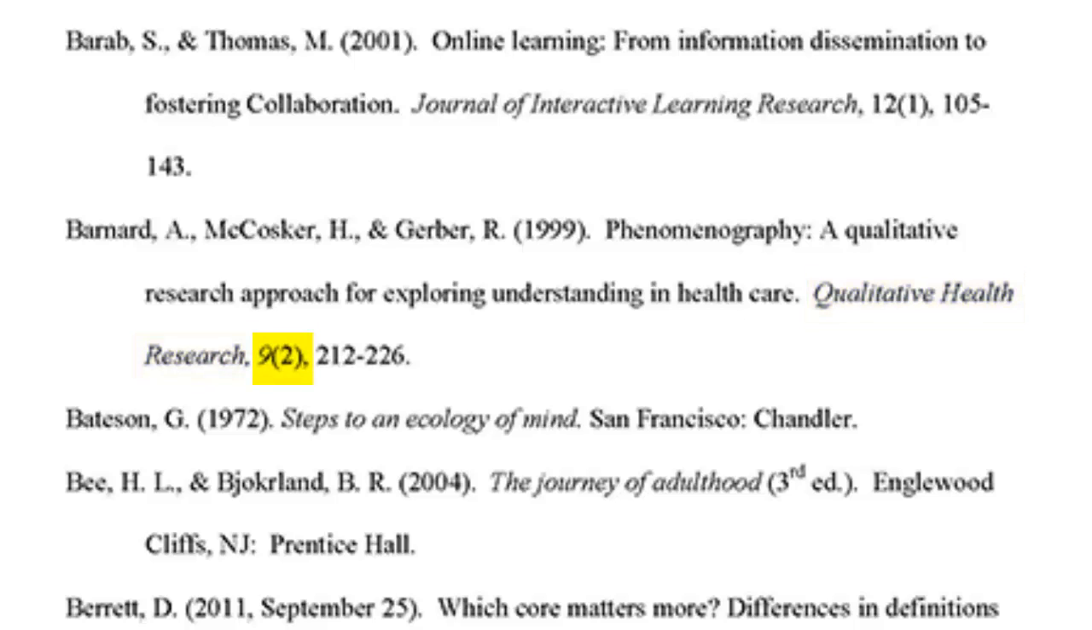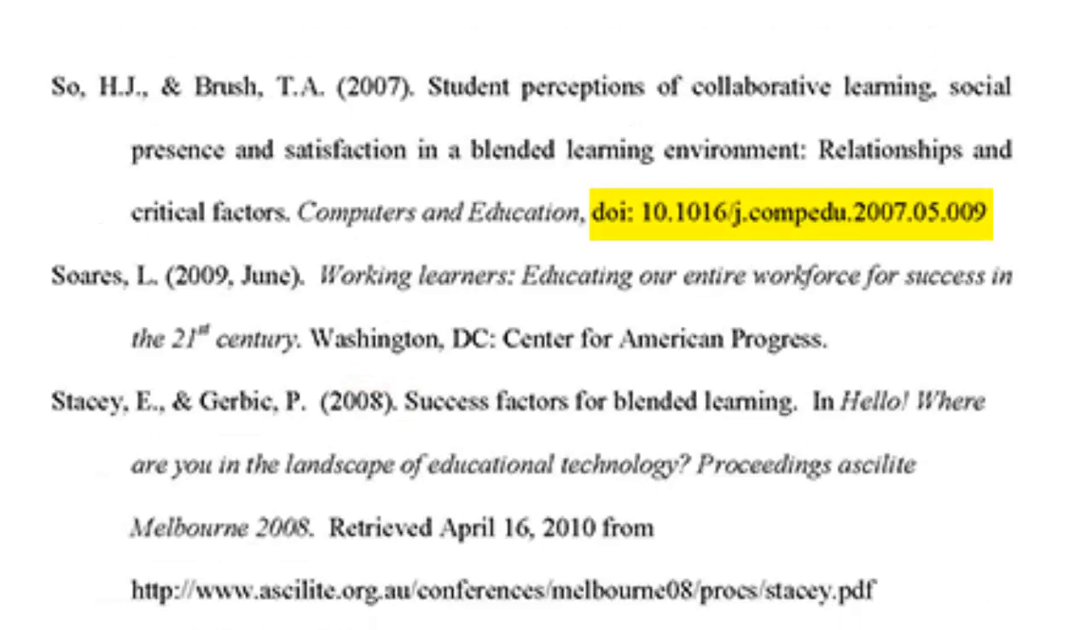Next, the volume number of the journal is placed in italics, followed by the issue number in parentheses, but not in italics. A comma follows the closing parenthesis. Next, include the page numbers on which the article appeared, followed by a period. Finally, provide the Digital Object Identifier, or DOI, if one is assigned.